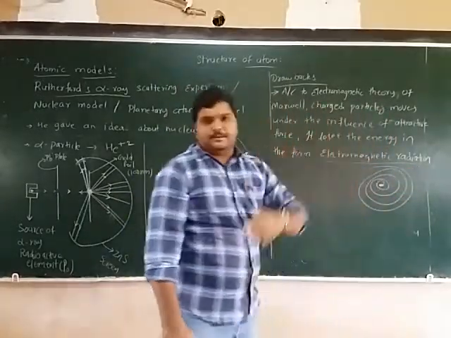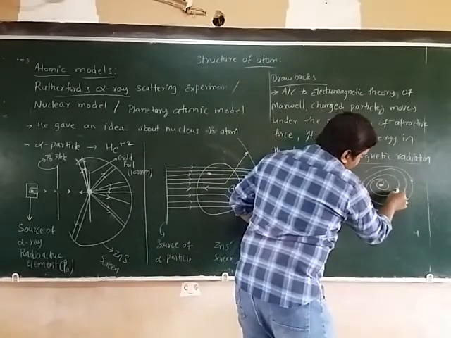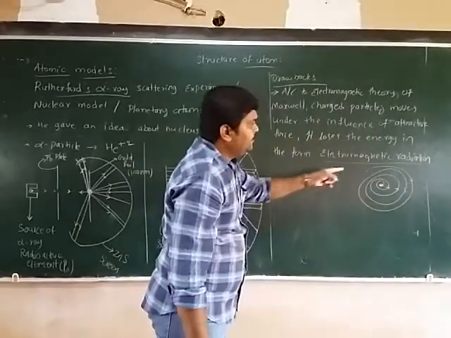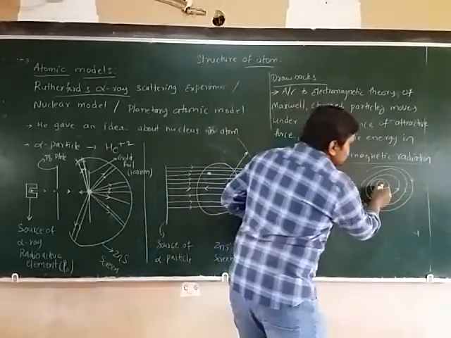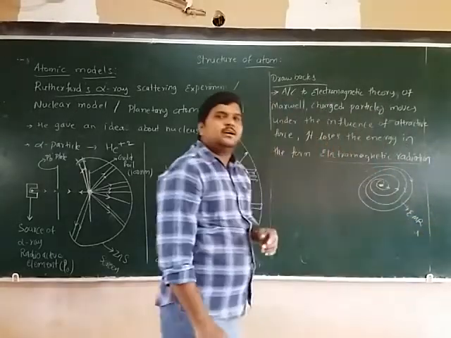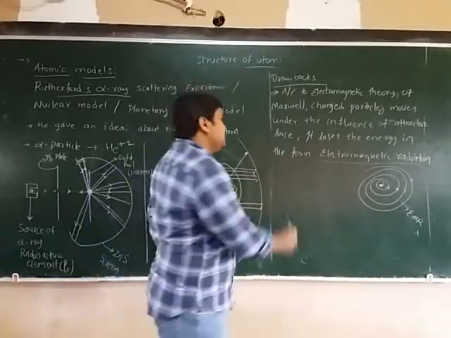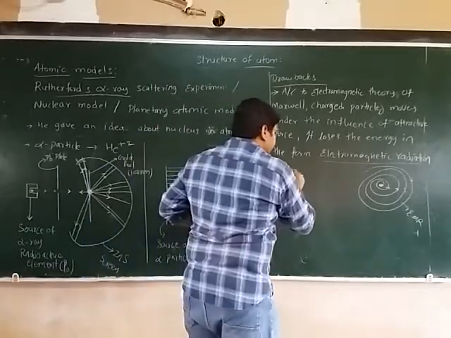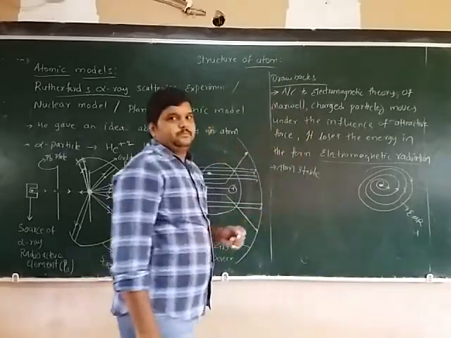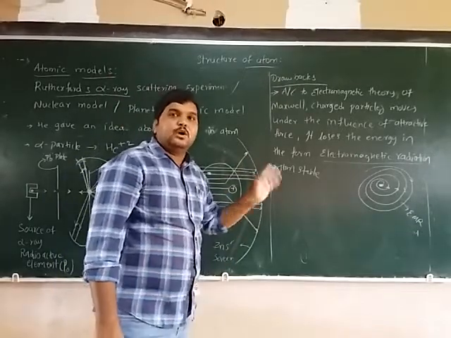But the atom is stable. So electrons revolve continuously, and finally they have to fall into the nucleus by emitting electromagnetic radiation. So the atom has to collapse, but the atom is stable. Yes or no? The atom is stable. So why is it not happening? This thing was not explained by Rutherford.